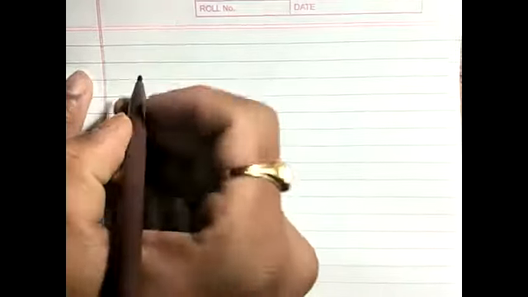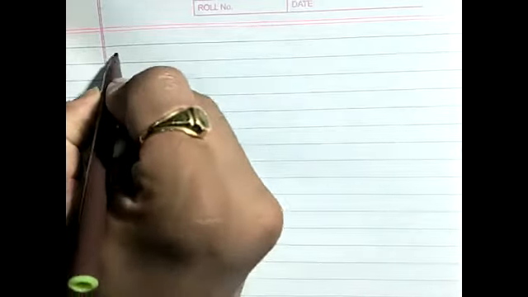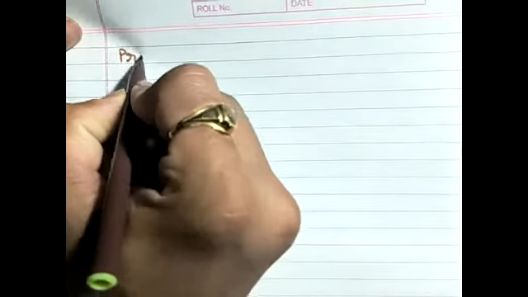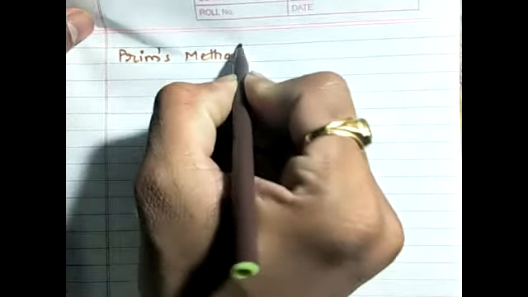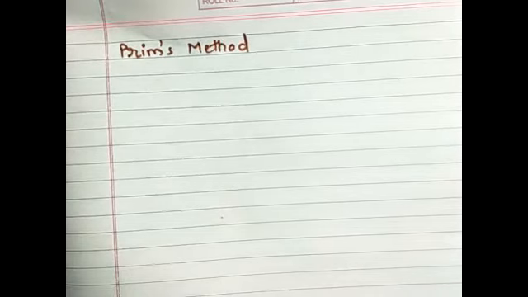The first one, we call it as Prim's method. So Prim has designed a particular algorithm based upon the greedy method. The approach is going to be based upon greedy method, right?